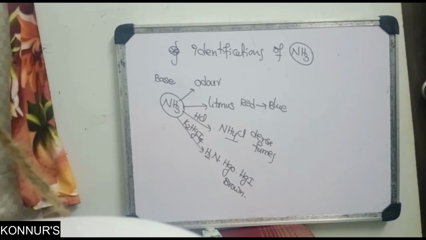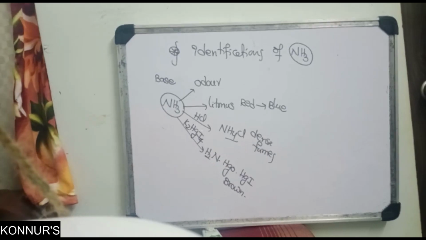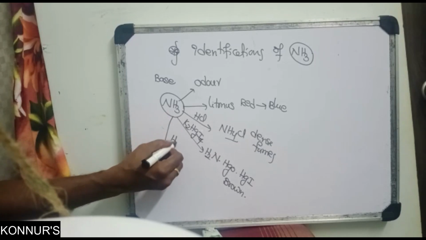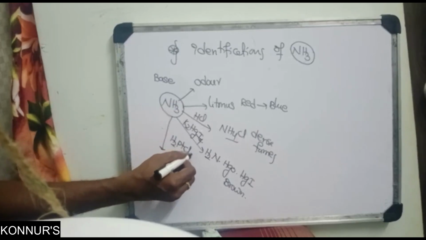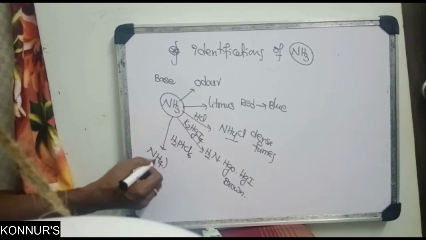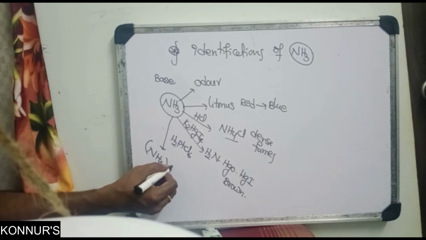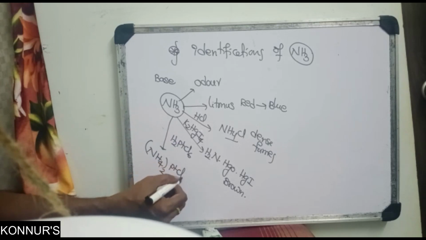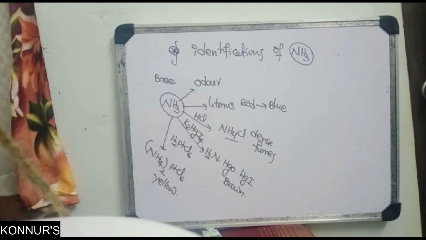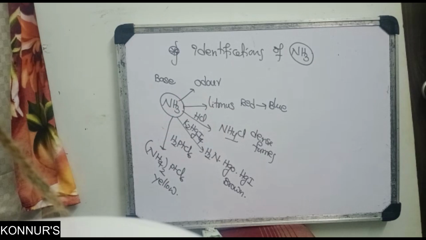So brown color also you can identify. Next, chloroplatinic acid, that is H2PtCl6. When it is treated, you are getting ammonium chloroplatinate. So this is showing yellow color. So these are the identification tests for ammonia.